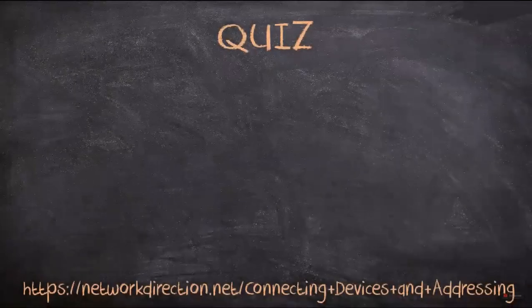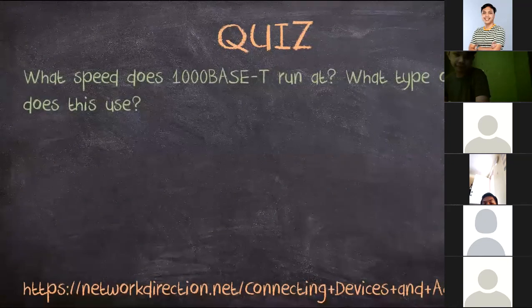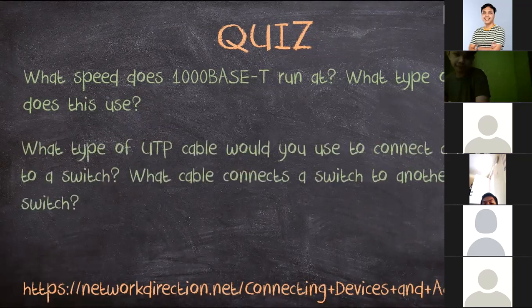It's that time again. Don't skip this, it's good to test yourself. Think about the 1000 base T standard. What speed does this run at? Also, what type of cable does this use? What type of UTP cable would you use to connect a host to a switch? What about connecting a switch to another switch?